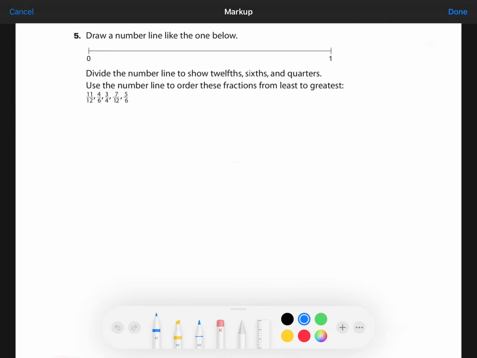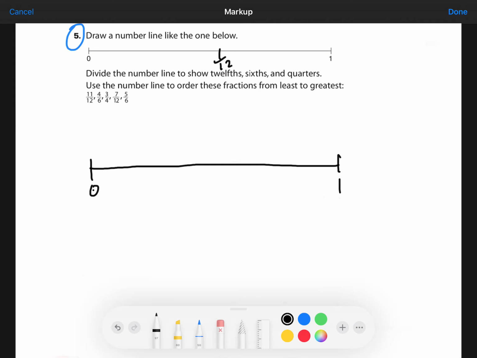On to number 5. I skipped over a couple because I would like to focus on number lines a little bit. So we're focusing on number 5. It asks us to draw a number line. In a notebook it would be better with a ruler, obviously. And it asks us to divide the number line to show twelfths, sixths, and quarters.